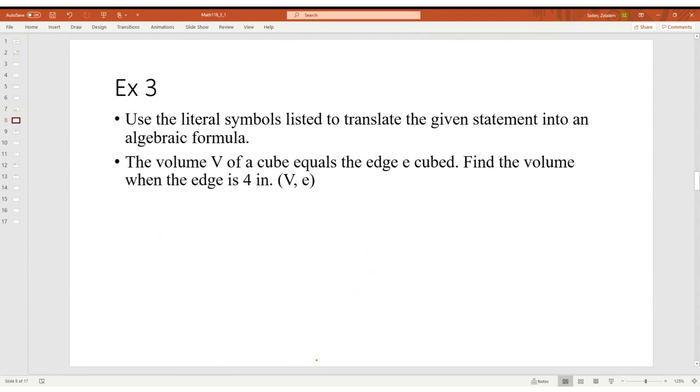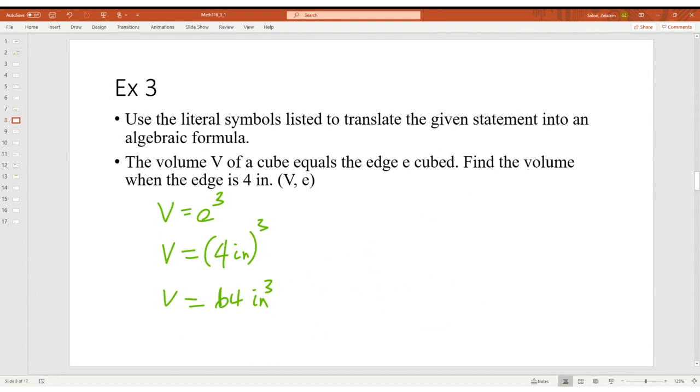So first the formula: V is e to the power of 3. That's the literal formula. That's the first thing you have to do. Then you plug in 4. So V equals 4 inches. Don't forget the inch cubed. When you cube the number, 4 times 4 is 16, times 4 will be 64. And now inch cubed would be the unit.